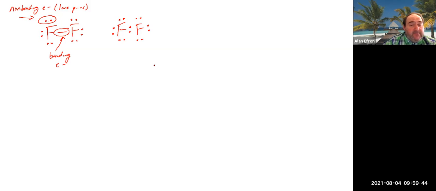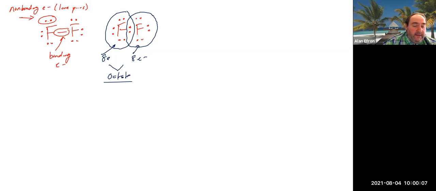But in this case, they're actually sharing electrons. And again, those electrons in the middle here account for the fluorine on the left, and the electrons in the middle there account for the fluorine on the right. And by doing so, they have now both hit 8 electrons. And again, that allows them to meet the octet rule, and really sort of get to that noble gas configuration.